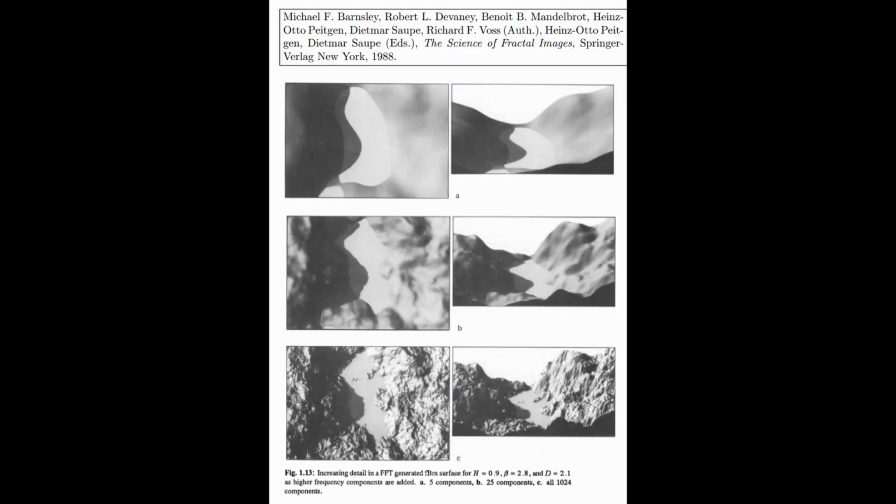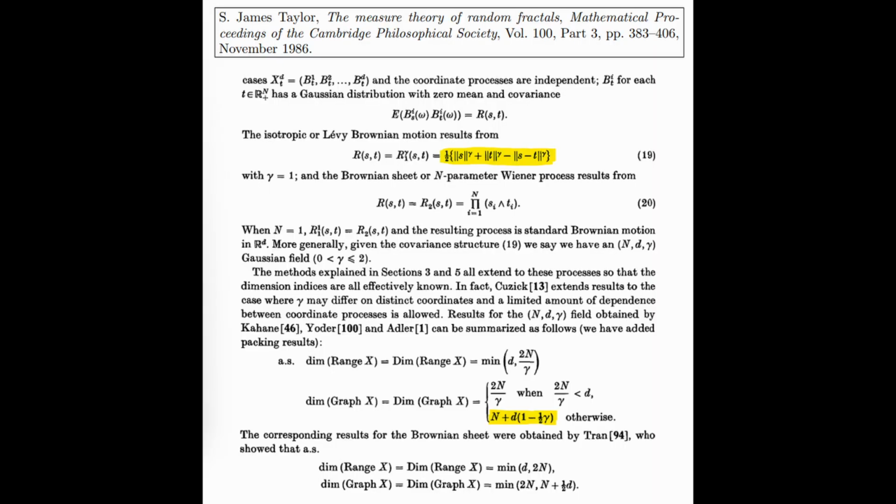The book The Science of Fractal Images by Barnsley, Devaney, Mandelbrot, Peitgen, Saupe and Voss, outlines a background to Brownian surfaces and explains the algorithms used to create them. Below is a picture of the book where mountains are simulated as Brownian surfaces. The 1986 Taylor article, named The Measure Theory of Random Fractals, was heavily used in the making of this project. The article explains how general Brownian motion is generated, in our case a surface, and it also shows the fractal dimension of Brownian surfaces to be equivalent to 2 minus the Hurst parameter.